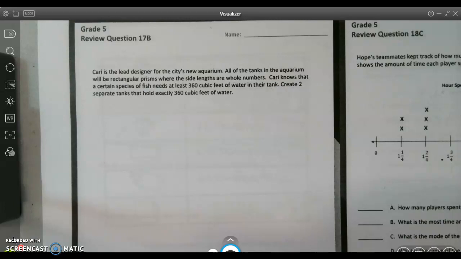Today we're going to be looking at volume, and we know that volume is length times width times height. So let's take a peek and be sure to listen for the secret word.